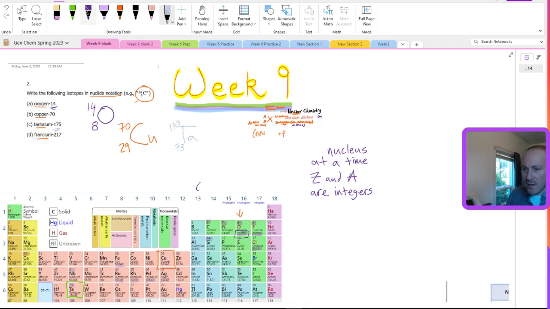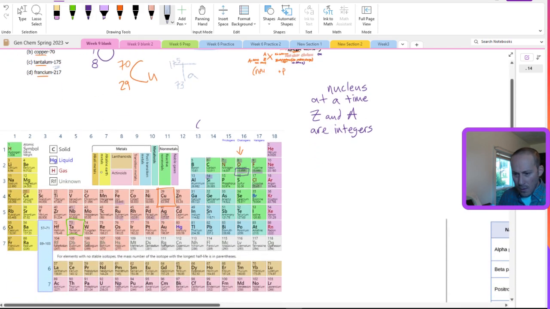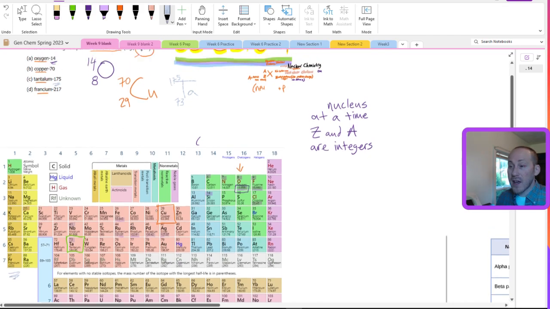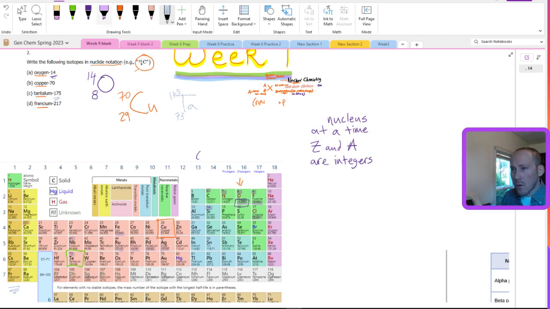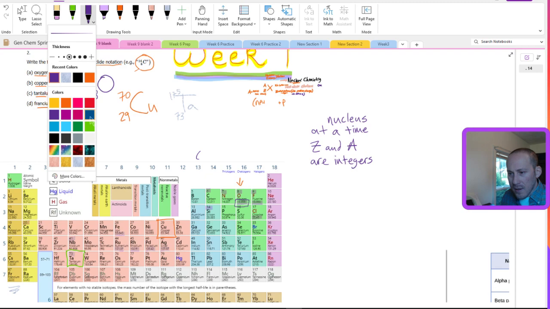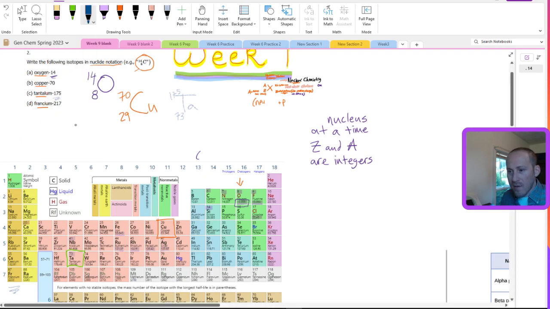And then francium, I know is right here. Francium is the most explosive and unstable of those alkali metals in the first group of the periodic table. It's 87. So let's give francium this dark blue. Element 87, 87 protons, and its total mass is 217.